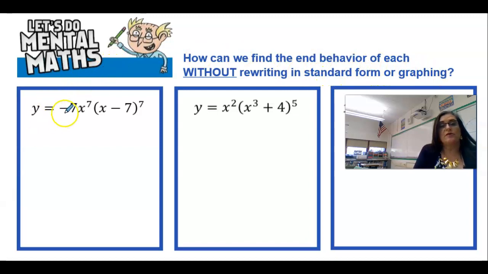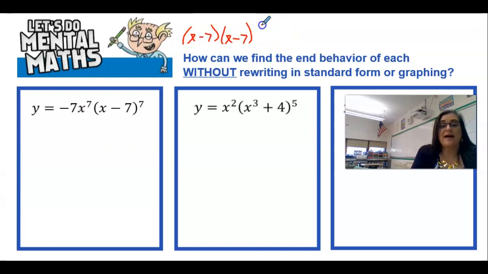So if we take a look at this equation, y equals negative 7x to the 7th times the quantity x minus 7 to the 7th power. So we want to take this binomial x minus 7 and raise that to the 7th power. Now if that was just two of them, if it was an x minus 7 times another x minus 7, right, then we would FOIL and we'd have x squared minus 14x plus 49.